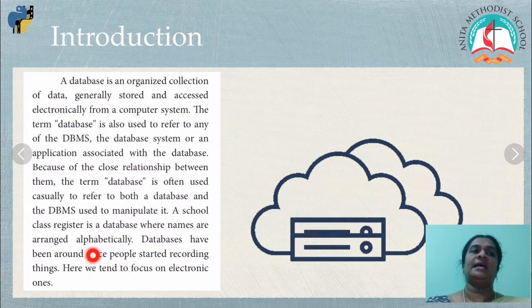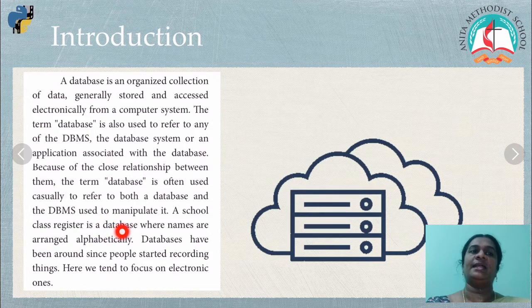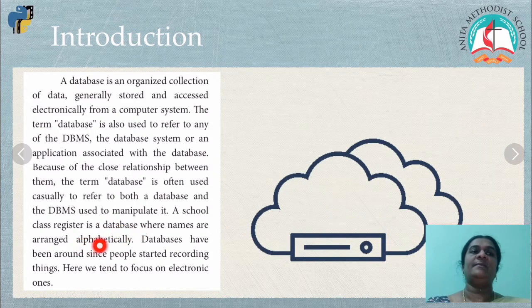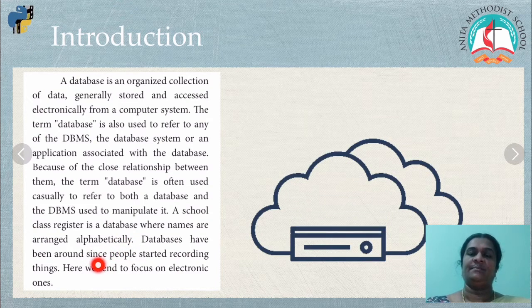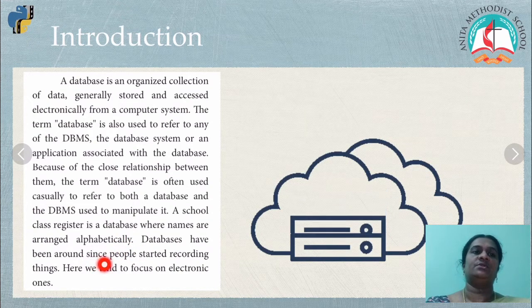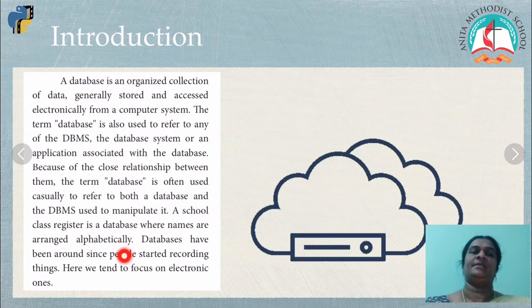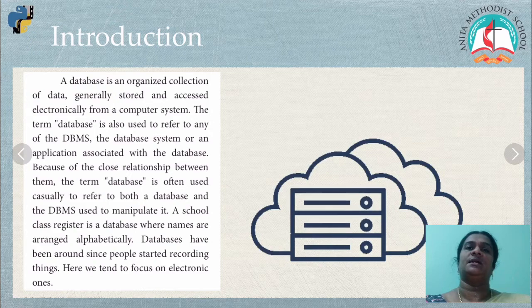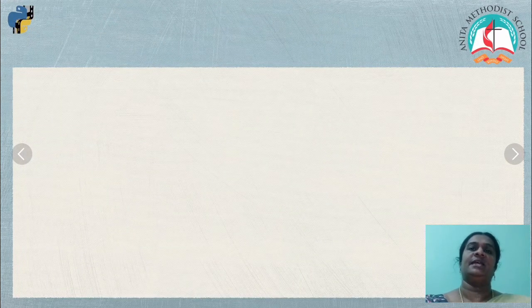See, a school class register is a database where names are arranged alphabetically. So databases have been around since people started recording things. When people started recording or storing values, the database concept started. Yes, students. So this is how the database works. Now let's get into the next topic.